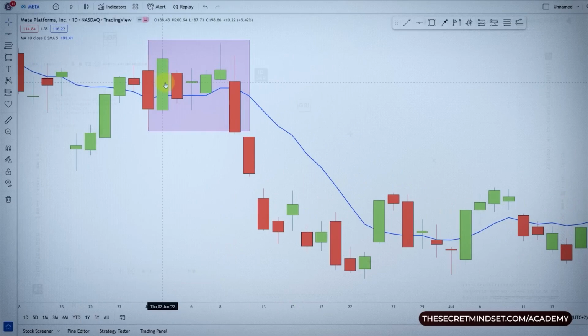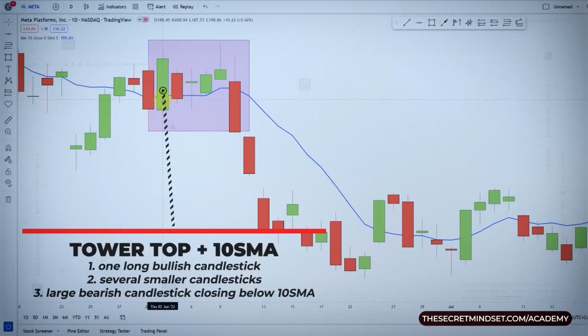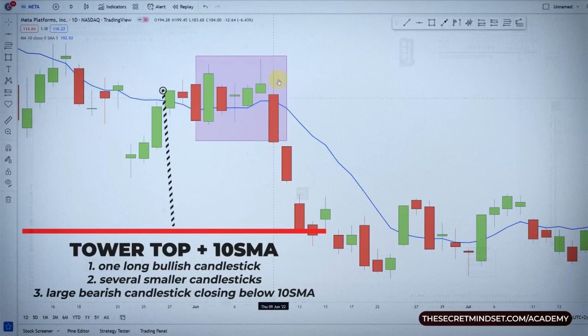Let's look here. This is a tower formation, but not that obvious. The first candlestick is a long bullish one. Several small body candles followed, marking a small consolidation range. And the last candlestick completing the pattern was a big bearish candlestick. At the same time, we also have a breakout below the 10 simple moving average.